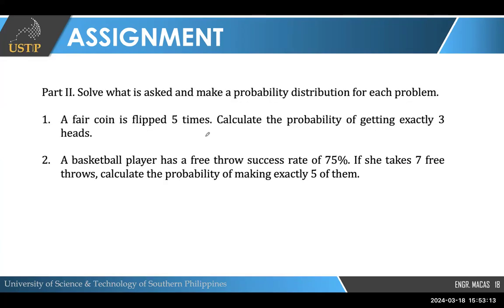And then for this part, aside from calculating the probability of getting exactly whatever is asked per number, you have to make a probability distribution for each problem. Therefore, not only what was asked of you, but all the probabilities of successes from 0 to n number of trials. So basically, solve for the probability of successes and then make a probability distribution for each problem. Okay, so that's the end of binomial distribution.